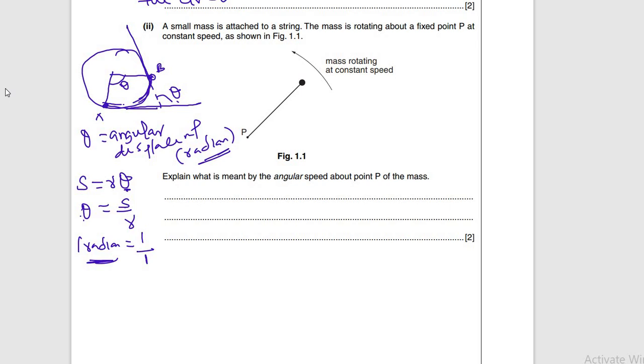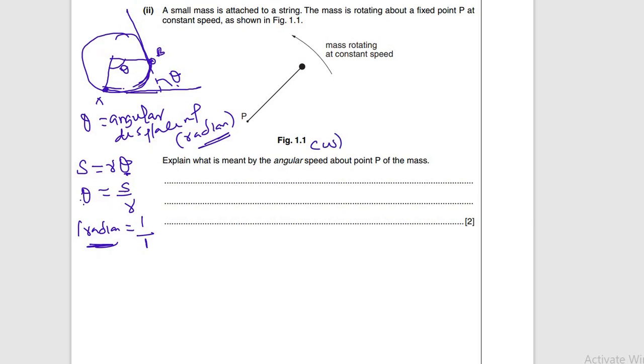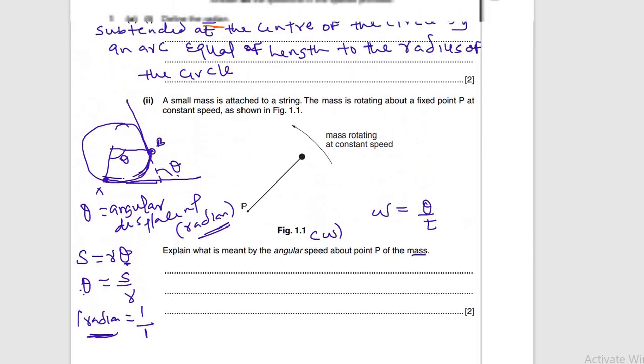Explain what is meant by angular speed about point P of the mass. Angular speed, the symbol is W. So we have to explain angular speed about point P of the mass. Angular speed, as you all know, is angular displacement over time, but it's specified angular speed about the point P of the mass. When you check the question, it said a small mass is attached to a string.